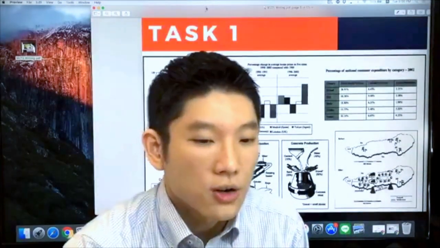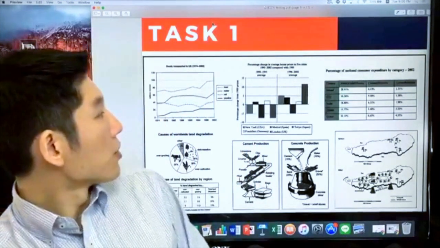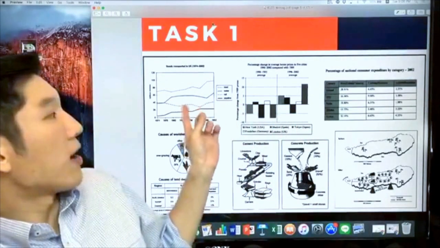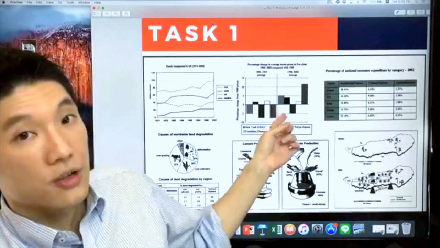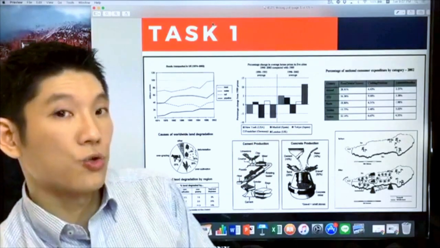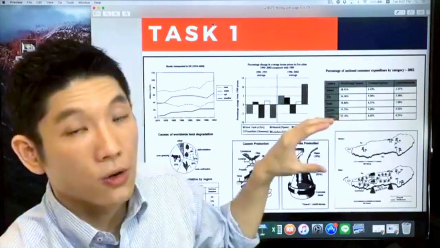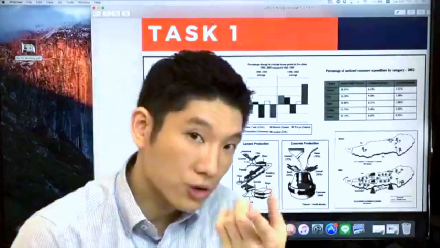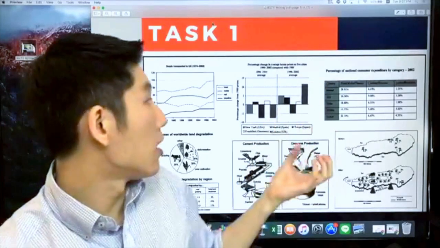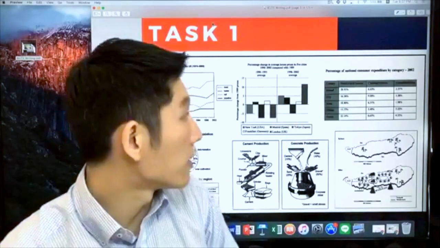So these are the types of graphs that you may encounter in task 1. Okay, so you will encounter these charts. As you can see here, you have a line graph. What is this called? Is this a bar chart or a column graph? And what is the difference? Bar chart, okay, a bar is usually horizontal and a column is usually vertical. So write that down for me. A bar chart is usually horizontal and a column graph is usually vertical. Okay, so please write that down.